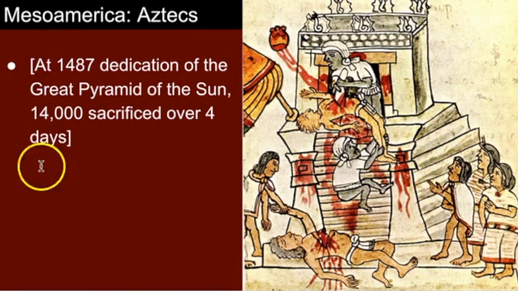I put this in brackets because you don't need to know the details in your notes, but just to give you guys a sense of scale, in 1487, at the dedication of a massive pyramid known as the Great Pyramid of the Sun, which you can still see today in Mexico City, in order to sanctify this pyramid, they sacrificed 14,000 people over the course of 4 days. So just continuous sacrifices for 4 days straight. The priests would actually have to tag team out, work in shifts, because their arms were getting tired from all of the sacrifices. So this is a pretty intense religion.